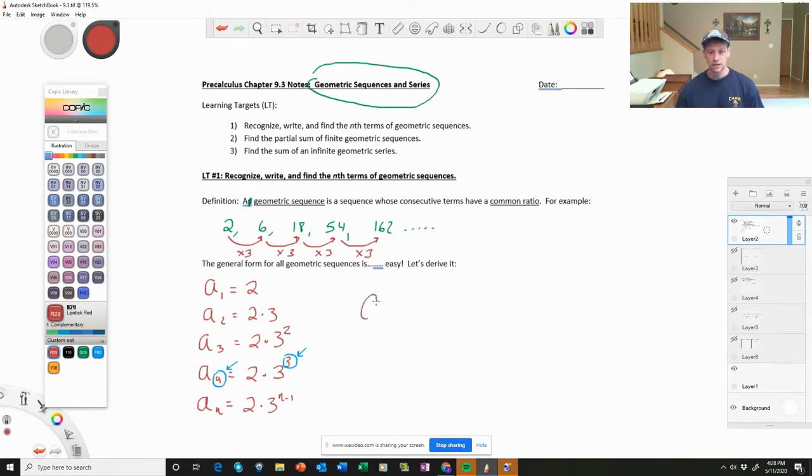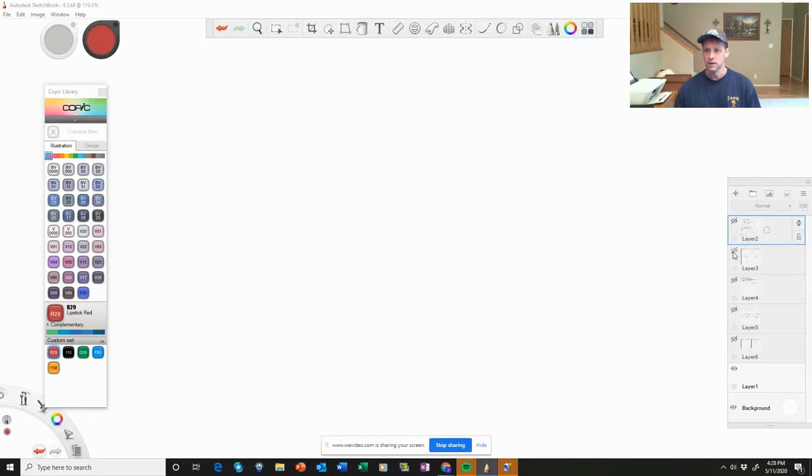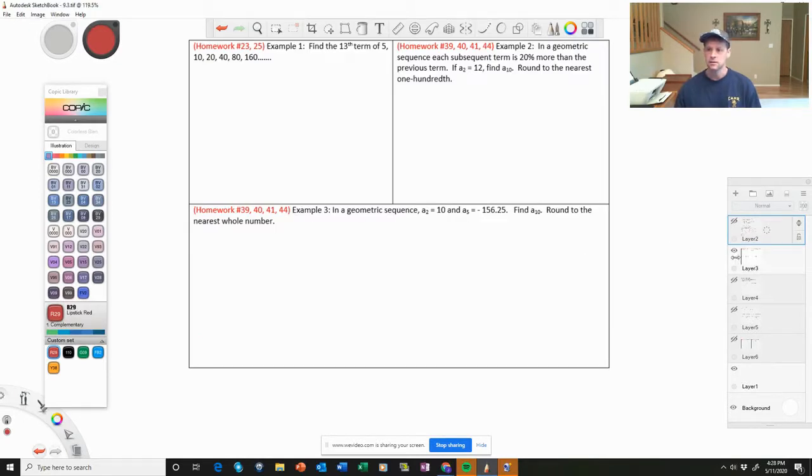So in general, to find the nth term of any geometric sequence, you start with the first term. You multiply it by the constant ratio, which is going to be r, instead of d, which stood for difference. And then we're going to have that to the power of n minus 1. So this is your friendly formula for geometric sequences. All right, let's apply that to a few examples. And this is what it's going to look like in your assignment.